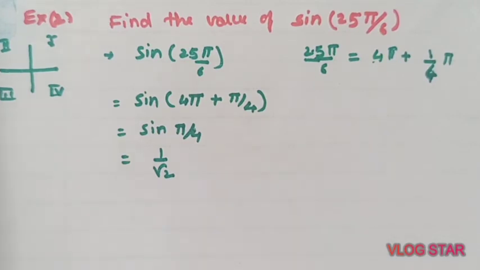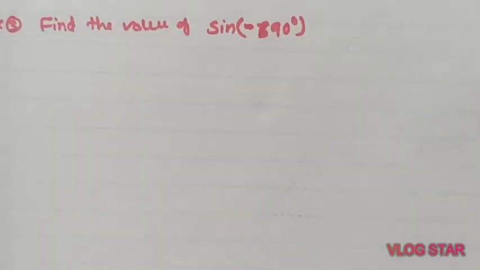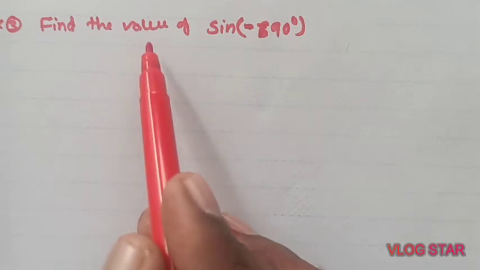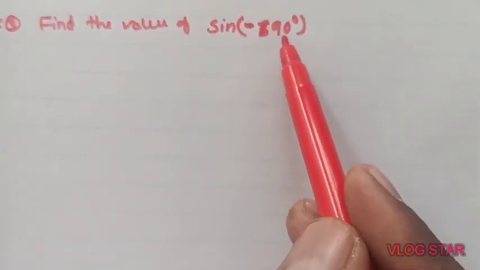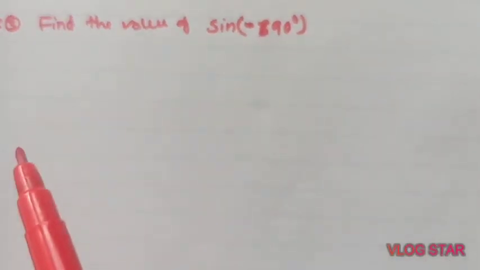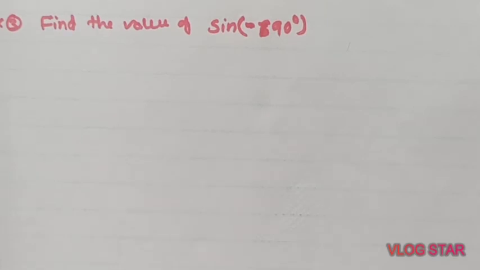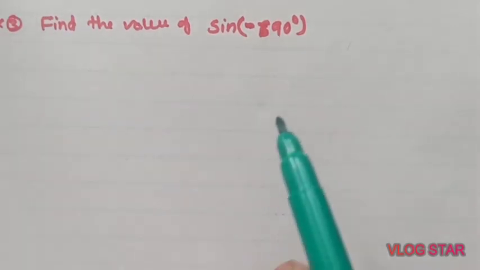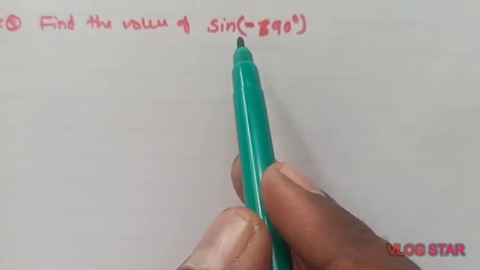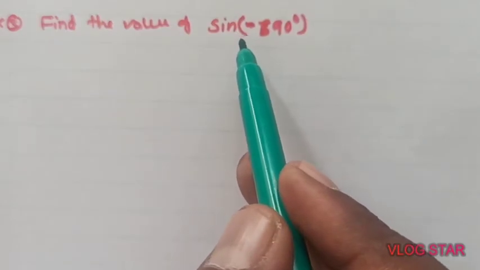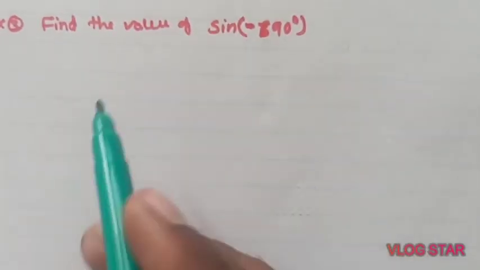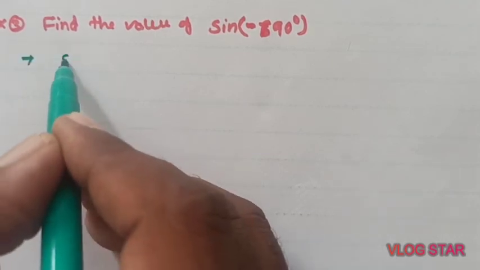Like this we can determine the value. So now we will find the value of sine of negative 690. Now the angle is negative. How to deal with negative angles? Because we don't know the value of such a big angle as well as a negative angle. So we need to reduce it.